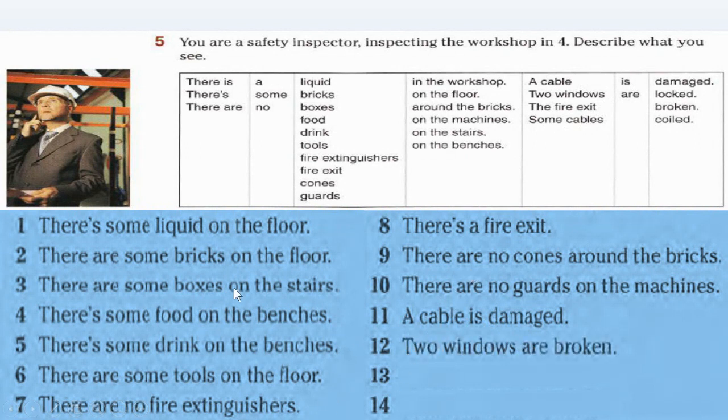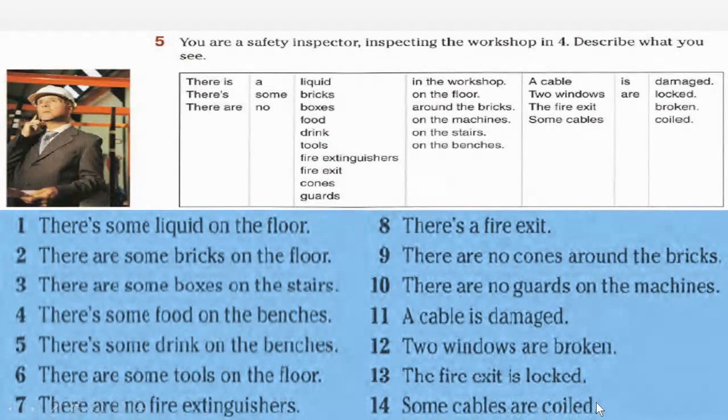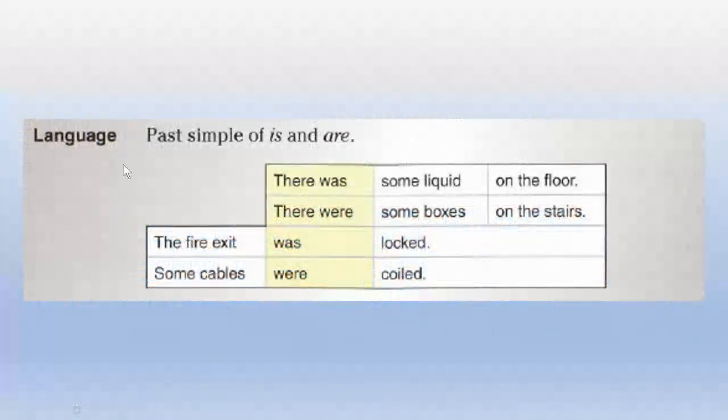Two windows. Can you see the X? This is plural. Two windows are broken. The fire exit: there is no S here, so I use is. The fire exit is locked. Some cables are coiled.